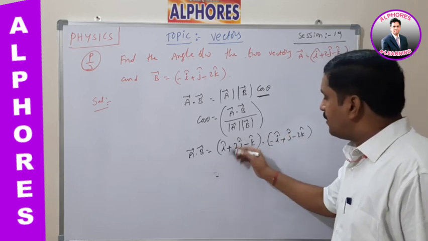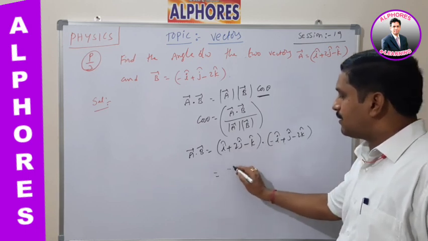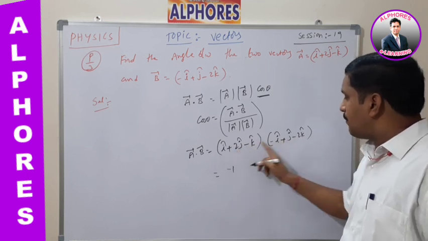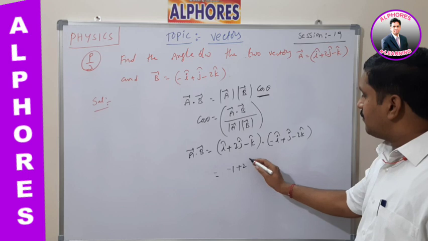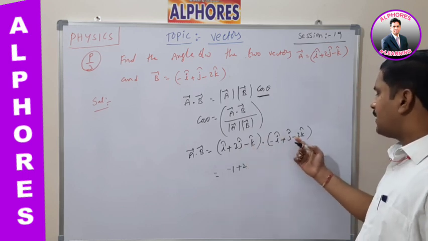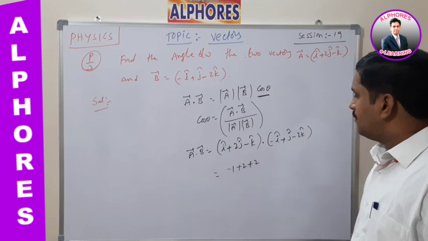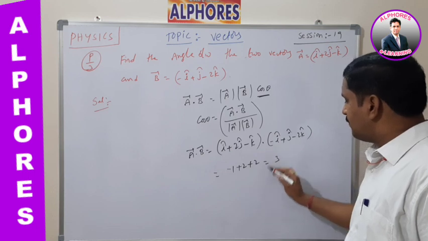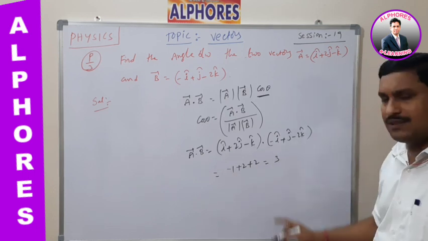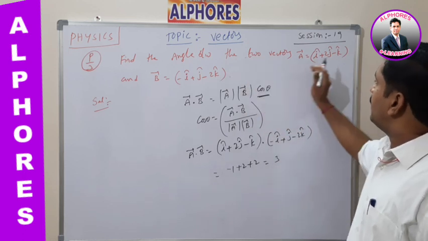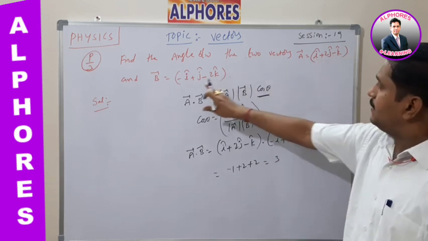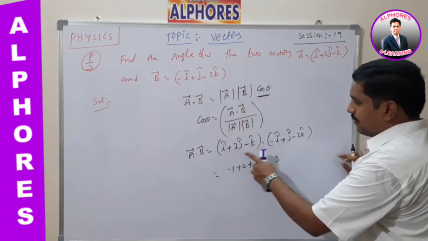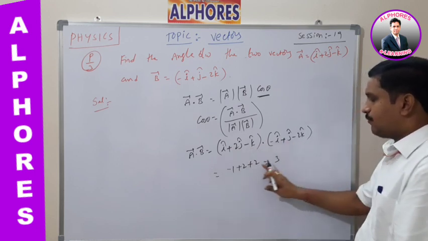By taking this dot product, i cap dot minus i cap gives minus 1. 2j cap dot j cap gives plus 2. Minus k cap dot minus 2k cap gives plus 2. So the first term is minus 1, the second is plus 2 and the third is plus 2. That means 4 minus 1, which gives 3.